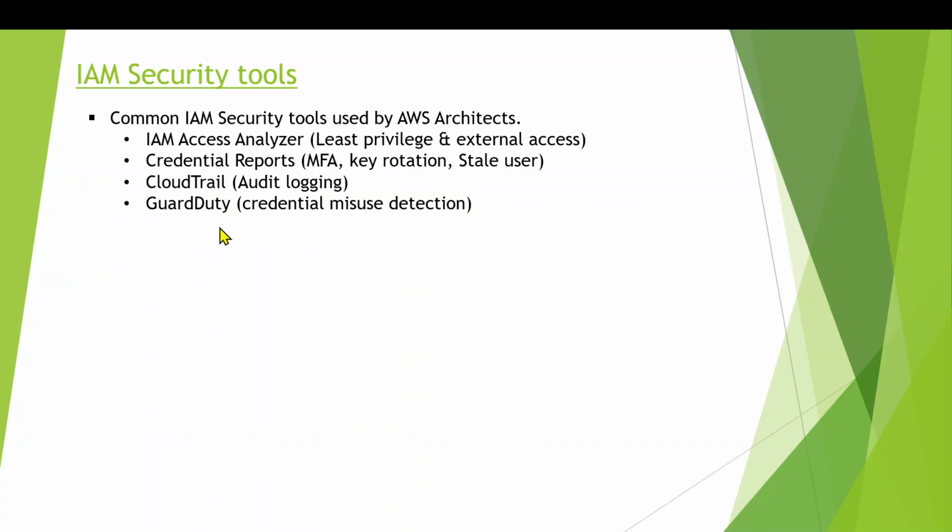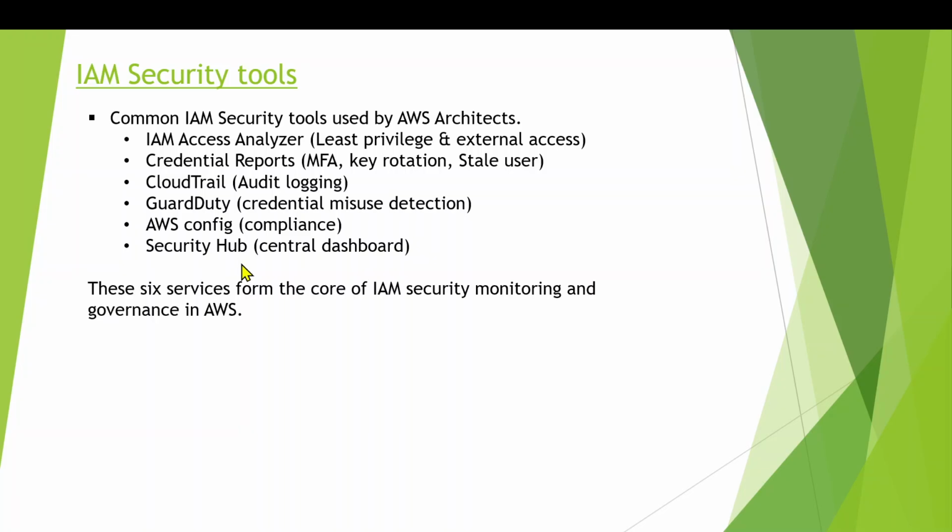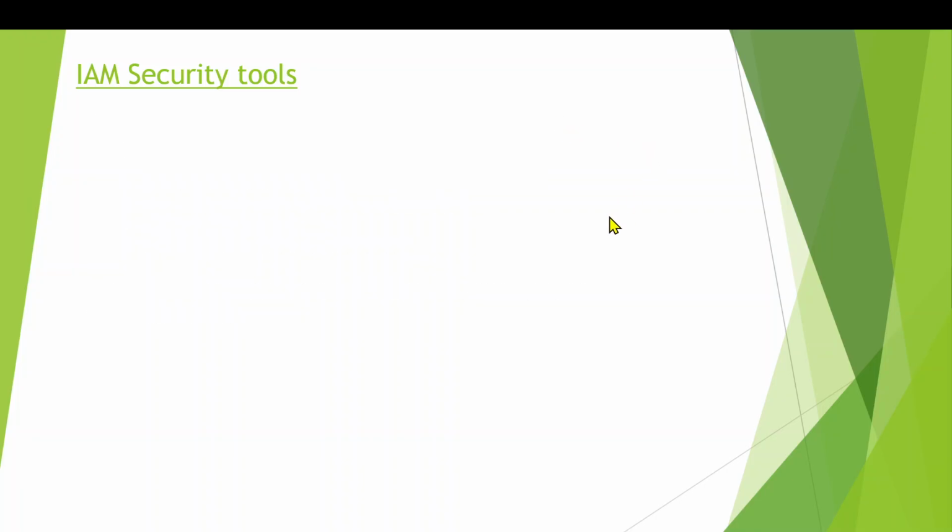The fourth one is GuardDuty. The fifth one is AWS Config and Security Hub. So these six services form the core of IAM security monitoring and governance in AWS. The six are common tools which will be used by an architect. Now, out of these, we'll talk about two tools.